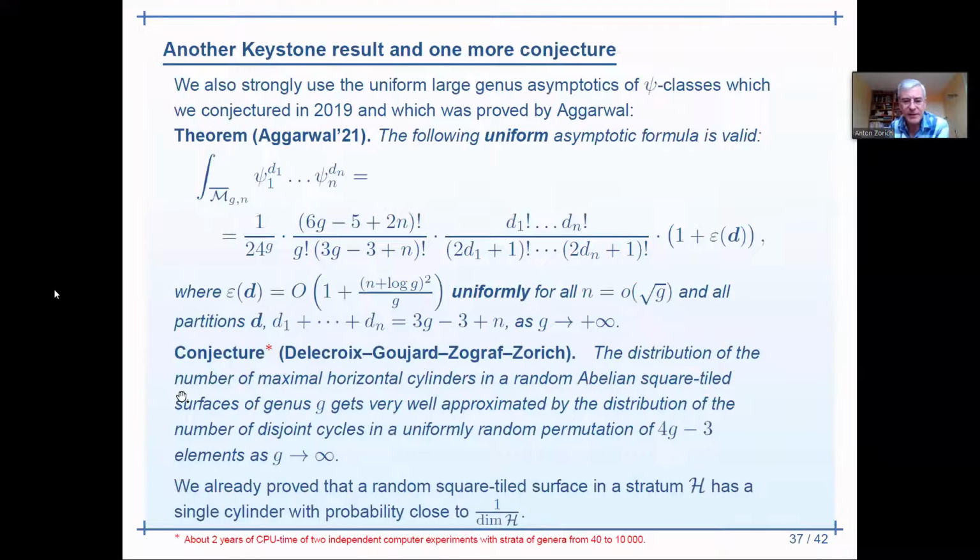Oops, the last conjecture is that if you take square-tiled surfaces, the ones for which the holonomy of the flat metric is trivial and which correspond to abelian differentials, then their distribution into maximal cylinders is described by usual random permutations. You do not need to twist this measure, just take the uniform measure.